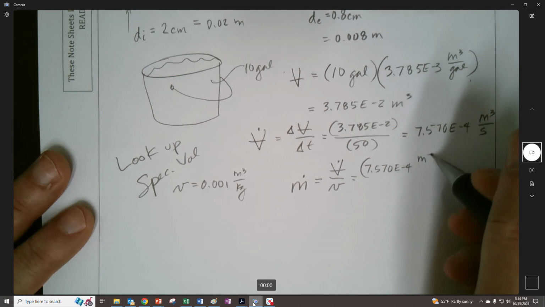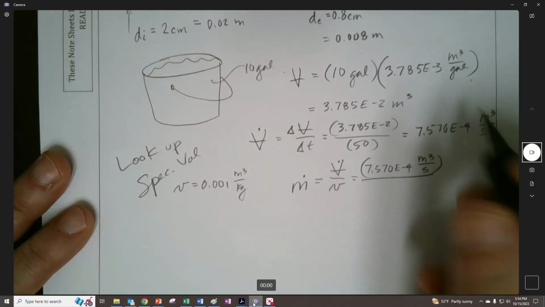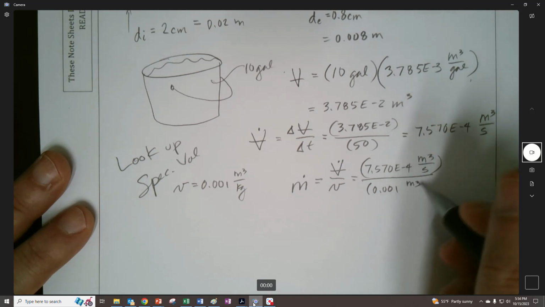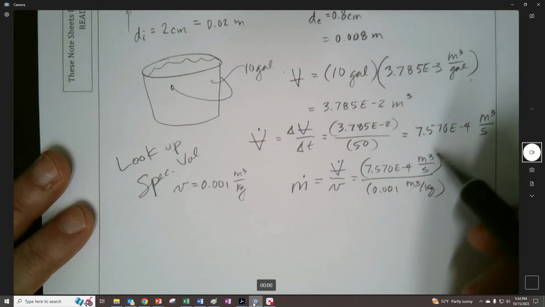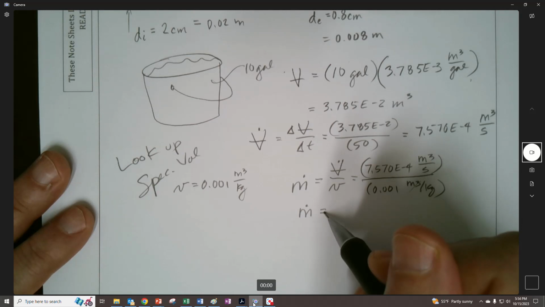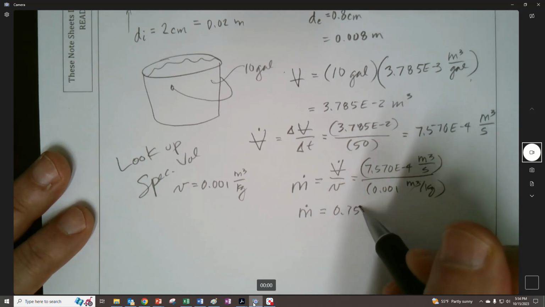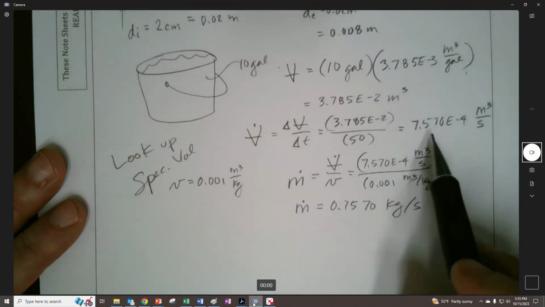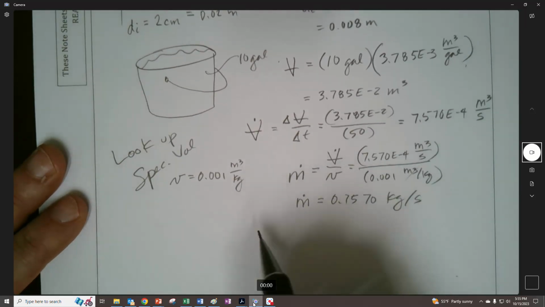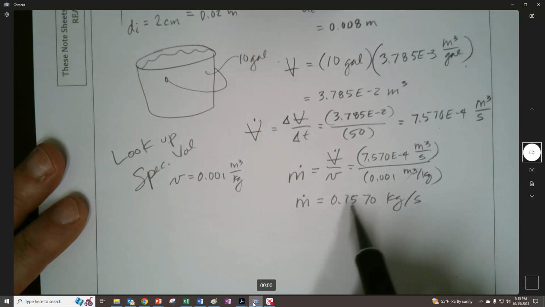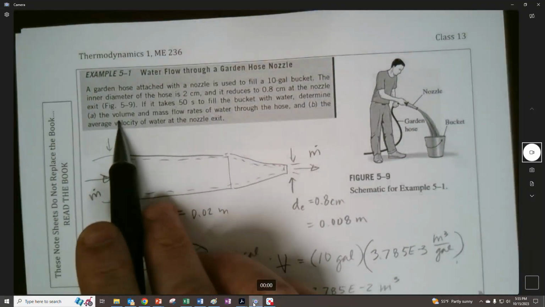So these are cubic meters per second, divided by 0.001 cubic meters per kilogram, and that cubic meter is going to cancel, and that kilogram is going to jump up to the top. It's always good to check your units. 0.7570 kilograms per second. At least it's a number that we could get our head around instead of this E to the minus 4 stuff. And is that one of the things we want to know? We want to know the volume and mass flow rate. So we have the volume flow rate and the mass flow rate. Woohoo! That's what they asked for.